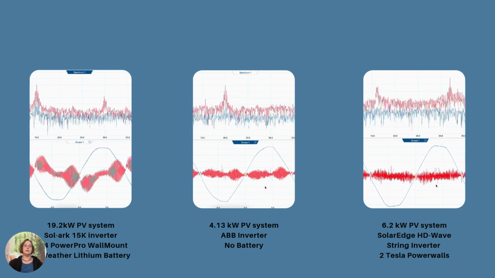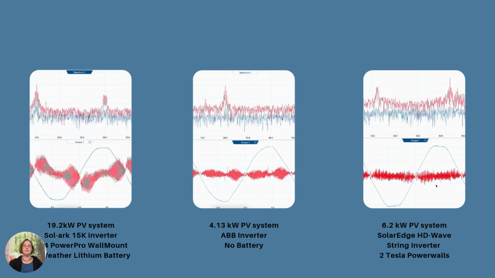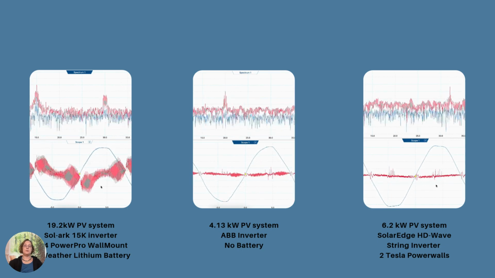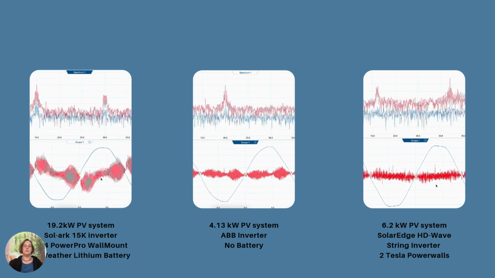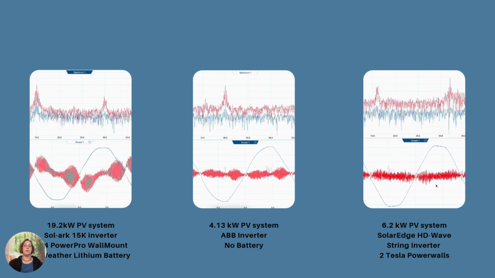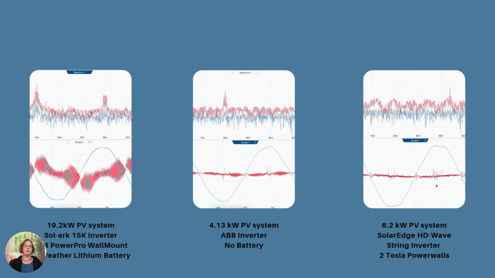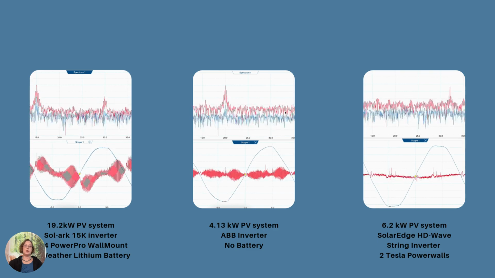In summary, here are the takeaways from my talk. High-frequency voltage transients can be measured with consumer-grade equipment. Harmonics created by solar inverters vary. And finally, we need better standards to protect our power grid, our electronics, and our occupants.